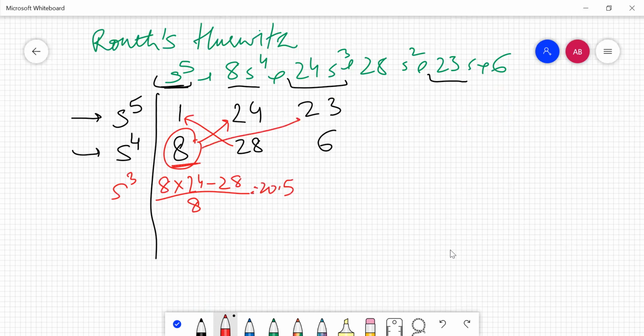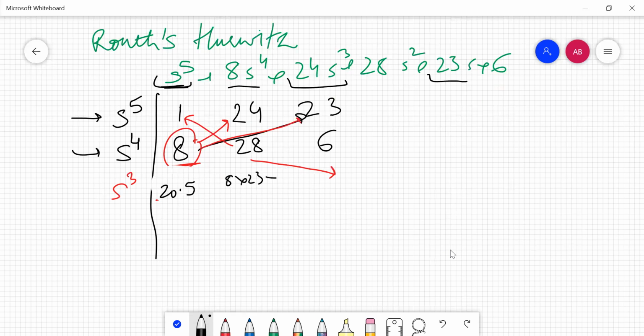Similarly, you go for your second element, the element that you are going to write beneath this, because now I am going to rub this out and I am only going to write here 20.5. So now you need to multiply 8 into 23 minus 6 into 1 divided by again 8. So that is going to give you 22.25. So again, I am going to rub this and replace it with the value 22.25. Similarly, you have to go till your S raised to power 0.